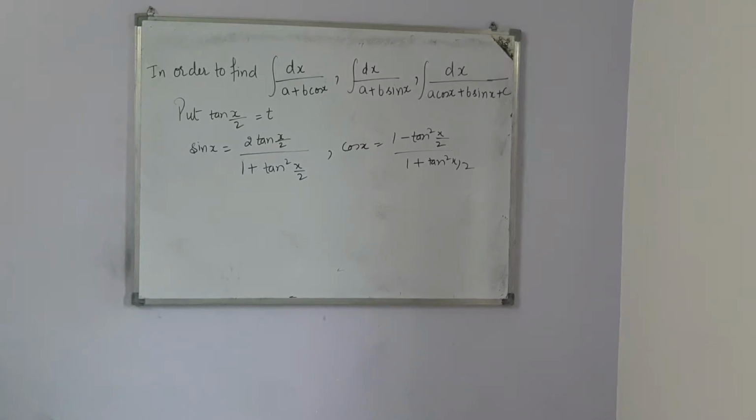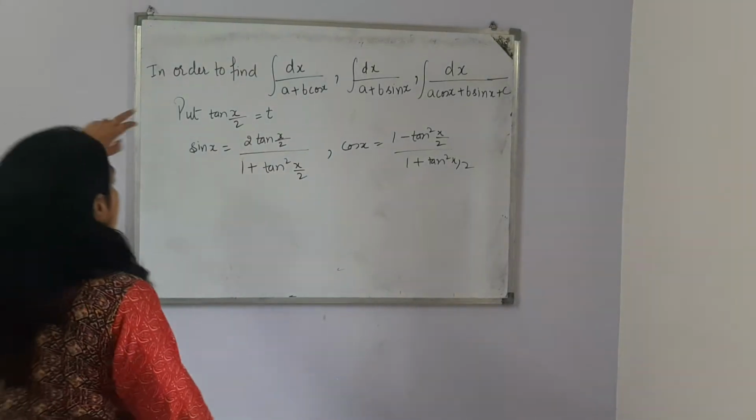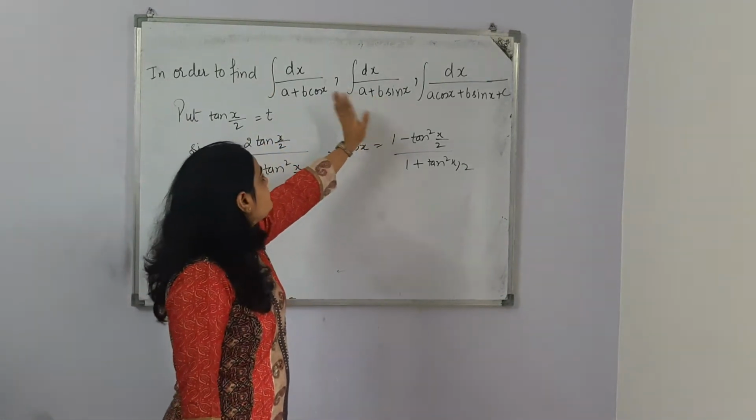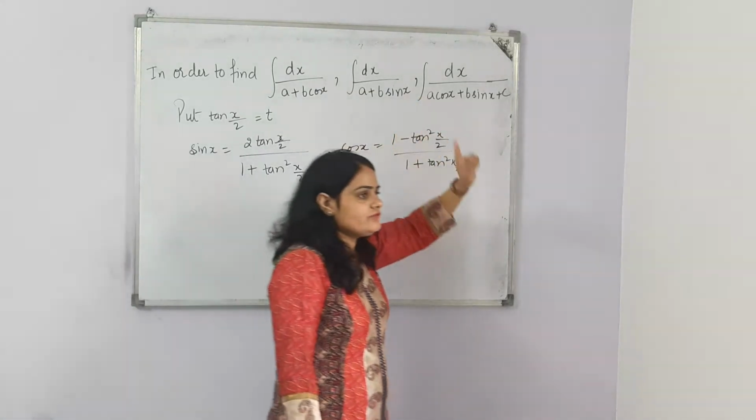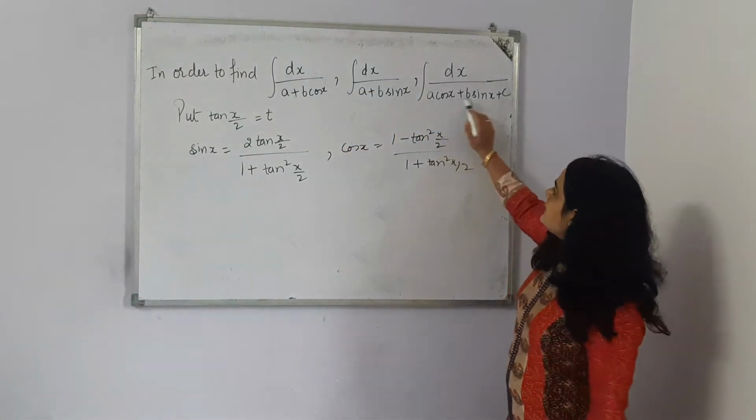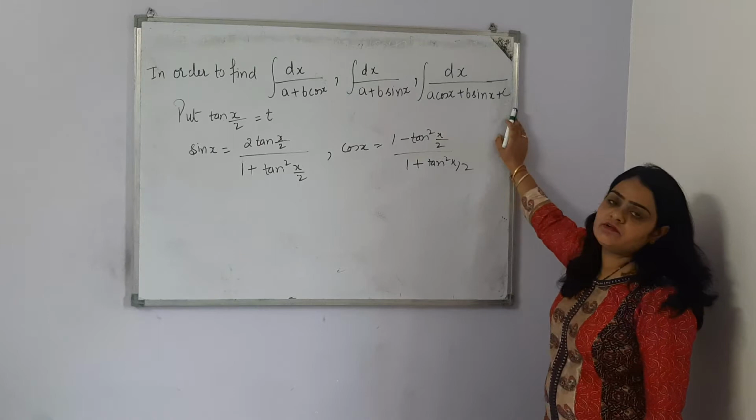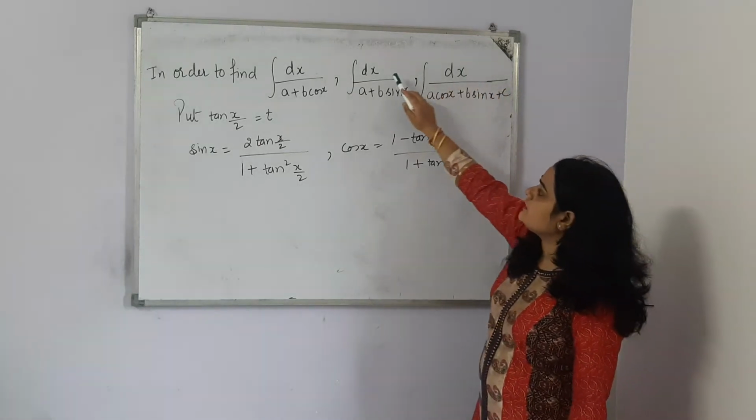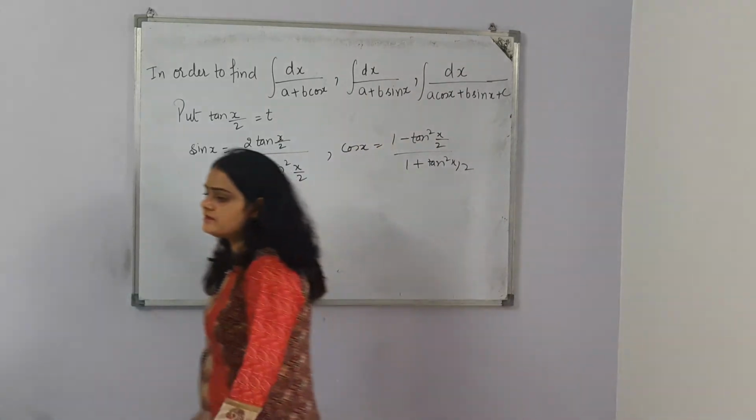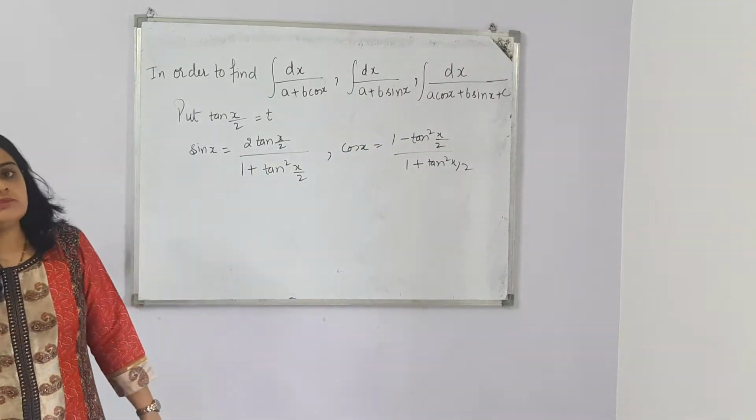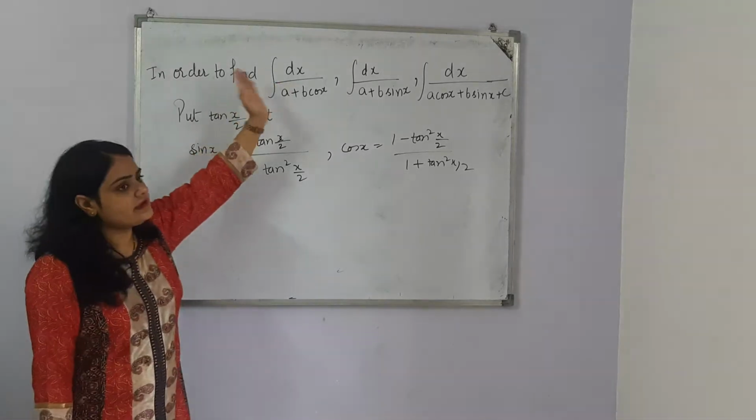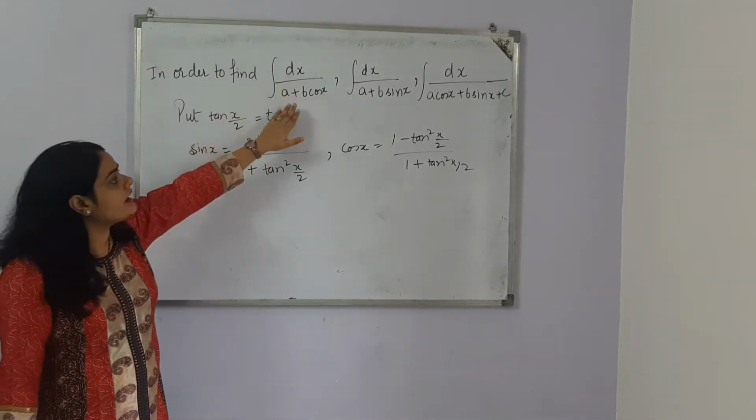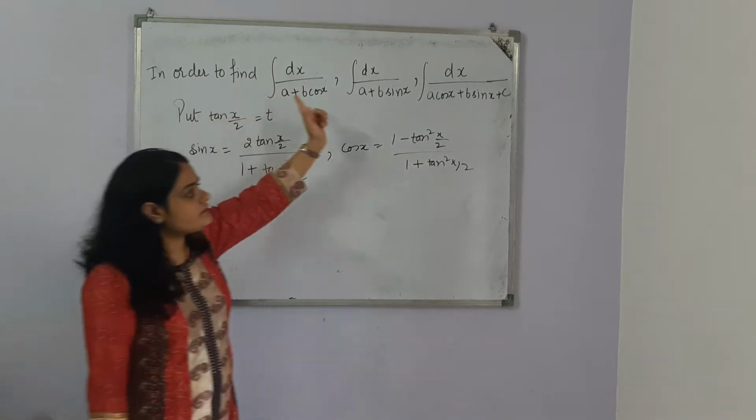Now another topic is, in order to find the integral of 1 upon a plus b sin x, or a plus b cos x, or if we have both sin and cos functions with some coefficients and one constant. Just watch that in the numerator there is a constant. Here it is 1, or it can be 5, it can be any constant. We can take that constant out. So in the numerator there is a constant, and in the denominator some functions like this.